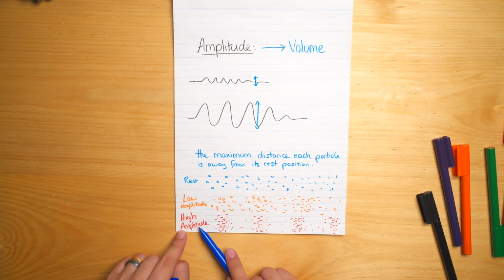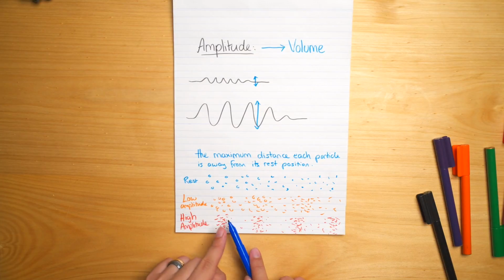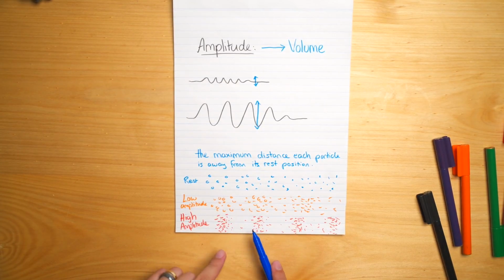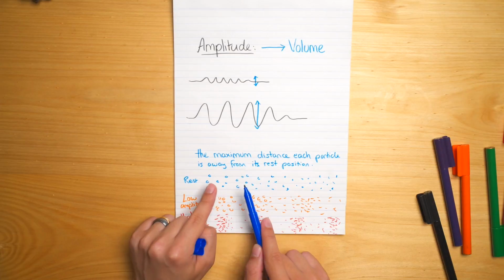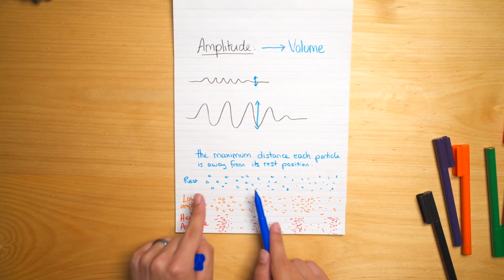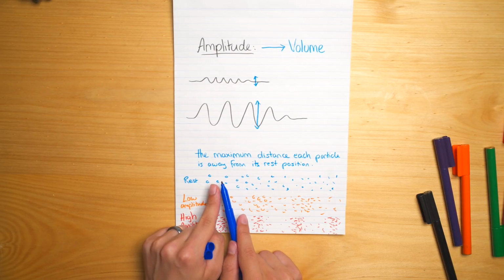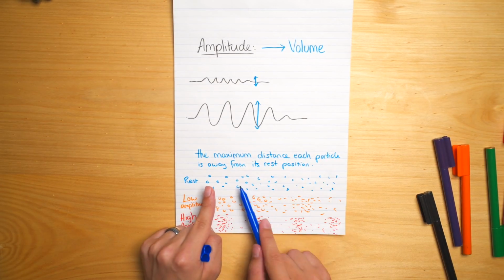And then for high amplitude, I've tried to exaggerate that, where most of the particles now are bunched up together in these compressions, and very, very few are found in these areas of rarefactions, meaning that if I had the same number of particles here as I do here, they've all kind of moved from their rest position, really crammed together away from their rest position, the original position.